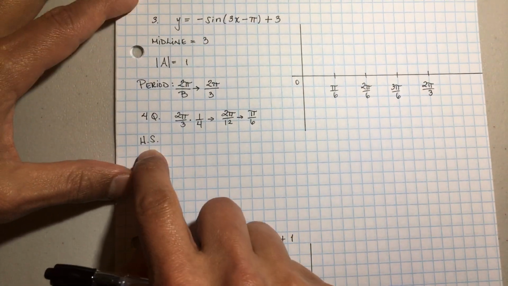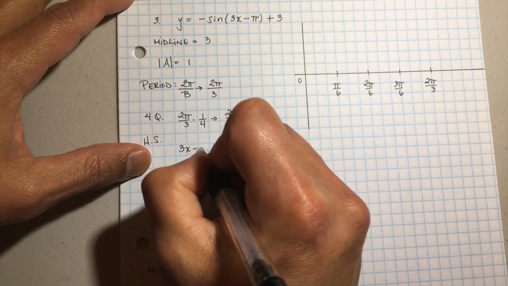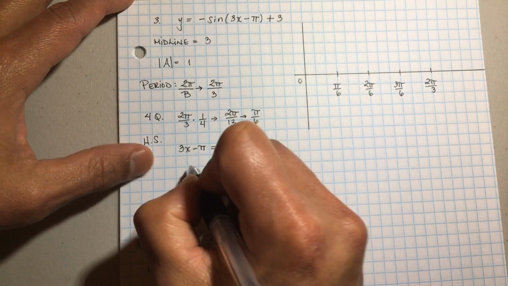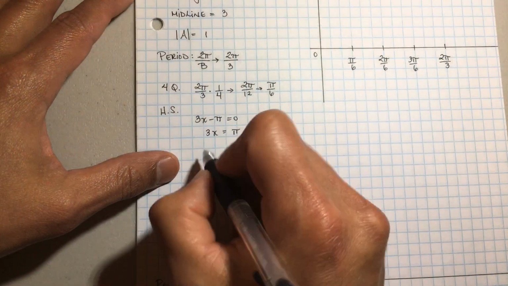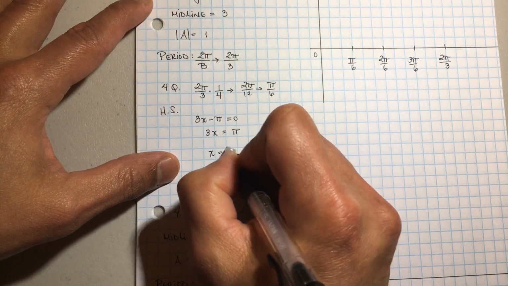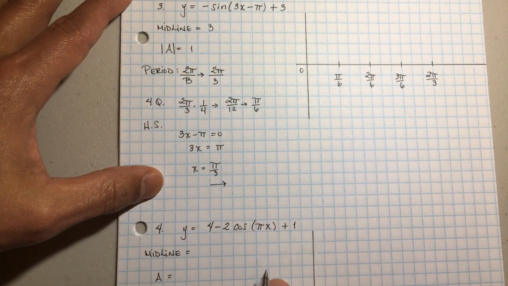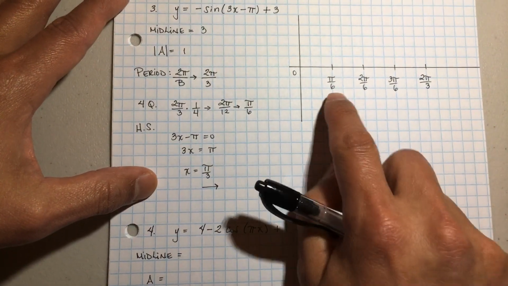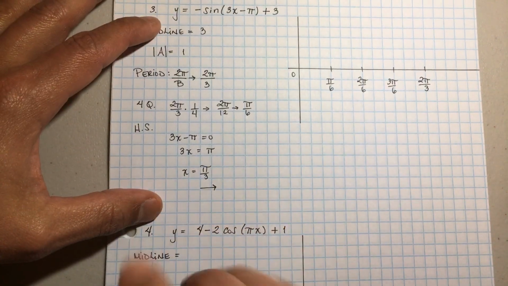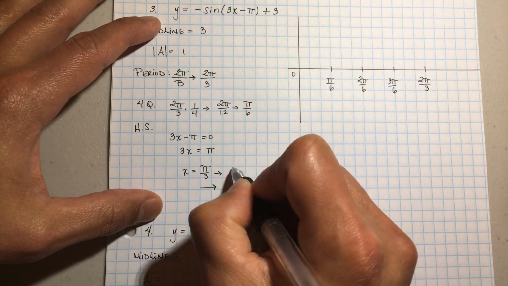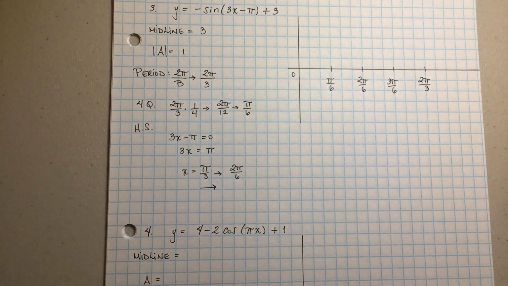All right, now take this guy, horizontal shift. You're going to take the inside, 3x minus pi, set that equal to 0. Bring the negative pi over, that becomes a positive pi. Divide both sides by 3. You're going to get x is equal to pi over 3. Now, because it is positive, you're going to move it to the right, pi over 3 units. Well, guess what? These are in sixes, right? How do I do that? Well, I change this guy to be a 6. So pi over 3 is the same thing as 2 pi over 6. And that's how you would do it.